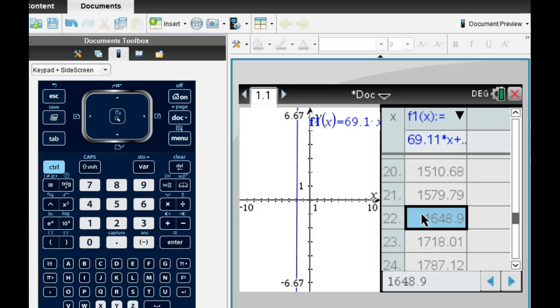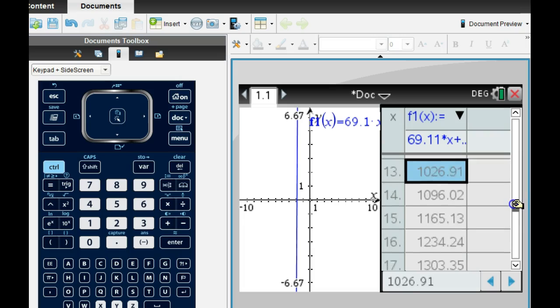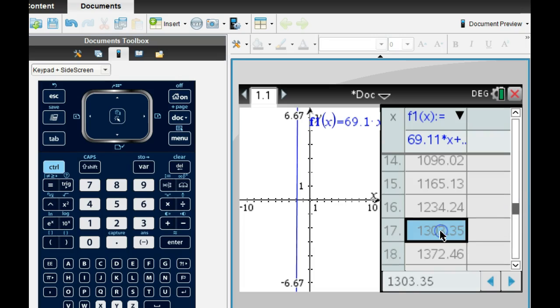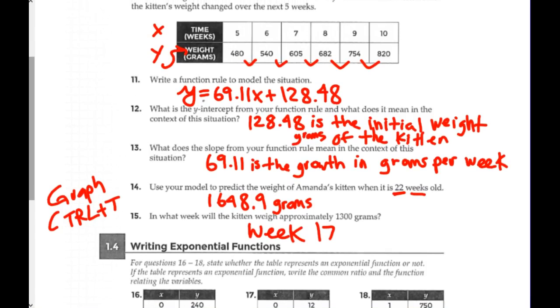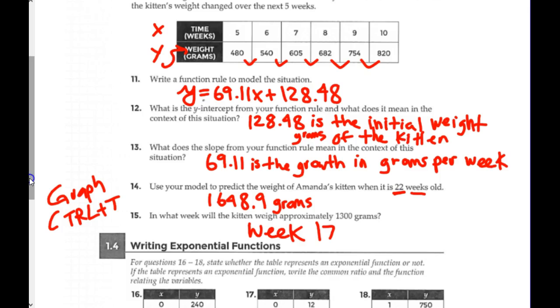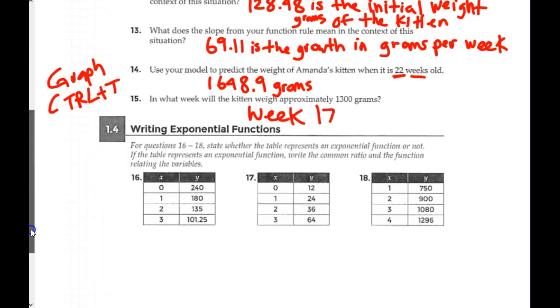So all we got to do is go back till we find 1,300. Approximately 1,300 means it's close. It's close on week 17, right? So again, just looking at your table. What do we do? We hit graph and we hit Control T. Alright. Oh, leave that alone. Nope, leave that alone too. Thank you so much. And then scroll this down.